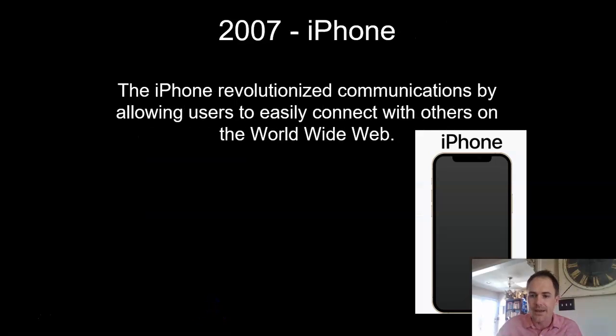And then one more example, right? So chronological order, now 2000, 2007. 2007, the iPhone is invented. It revolutionized communications by allowing users to easily connect with others on the World Wide Web. That's its impact. There's a picture of it. Those are just 2 slides, and on yours you need to make 7. That was my example of how you could make your timeline.